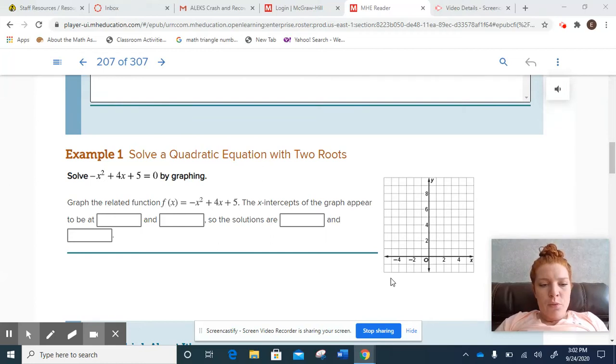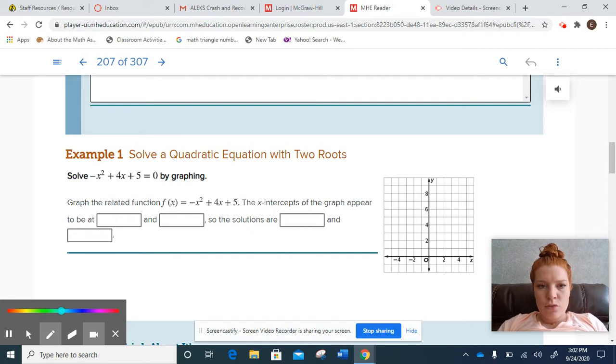All right, so example 1, we're going to go ahead and solve a graph on an actual graph of a quadratic that has 2 roots. So automatically I know by the example title that it's going to cross twice. That's going to create a 2-root situation. 2 zeros, 2 roots, 2 x-intercepts, those are all the same thing.